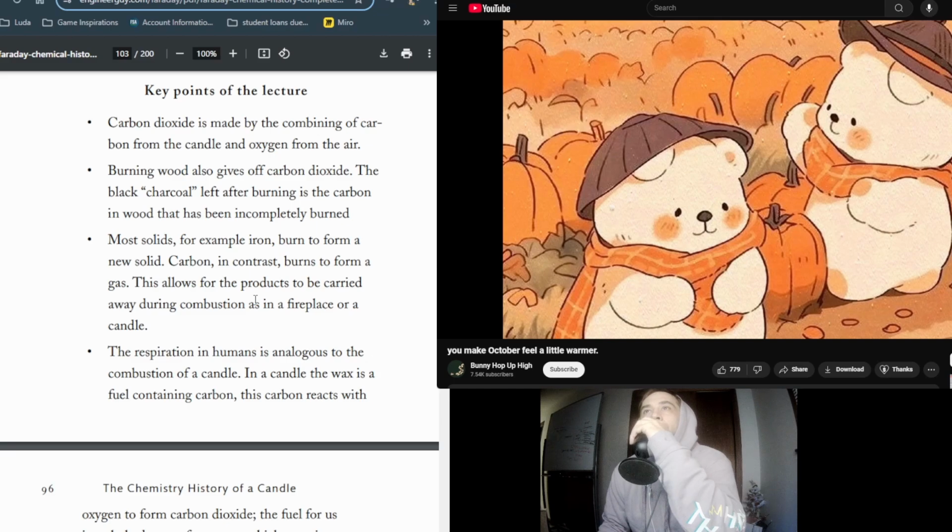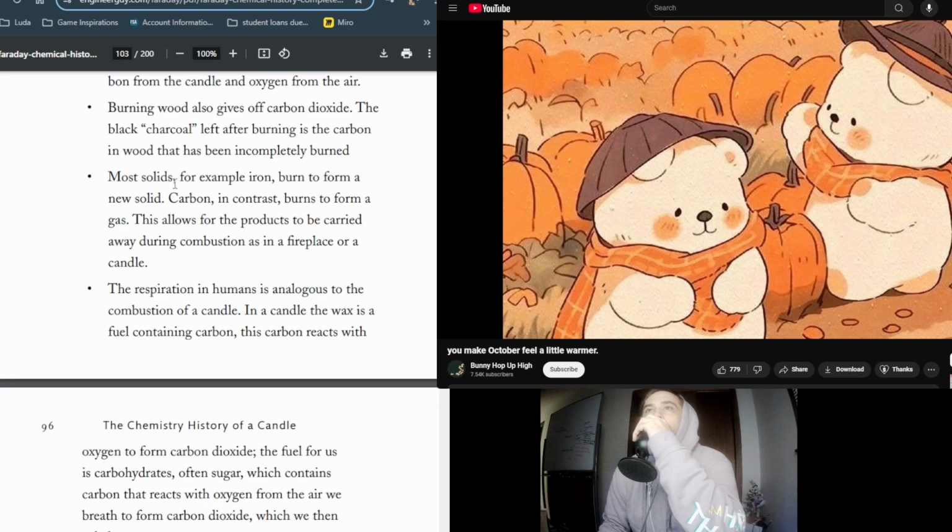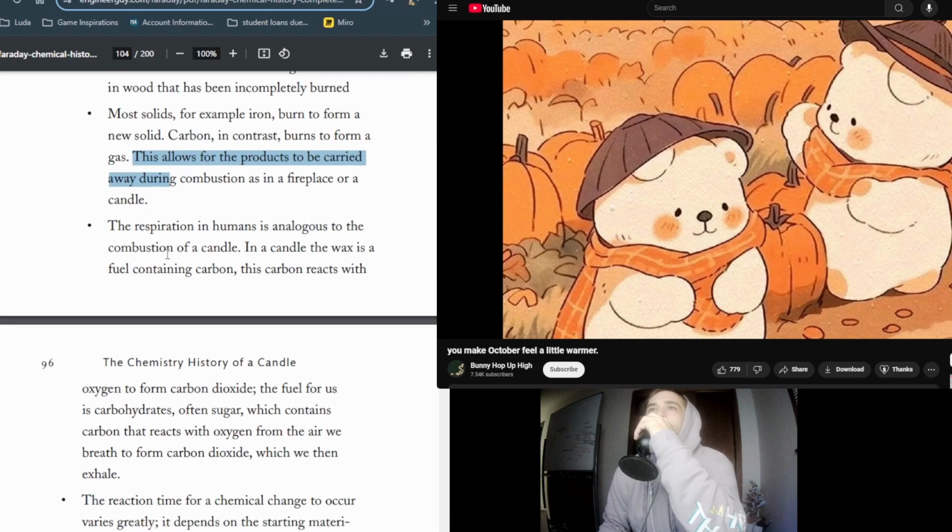Burning wood also gives off carbon dioxide. The black charcoal left after burning is the carbon in the wood that has been incompletely burned. Most solids, for example iron, burn to form a new solid. Carbon, in contrast, burns to form a new gas. This allows the products to be carried away during combustion, as in a fireplace or a candle.